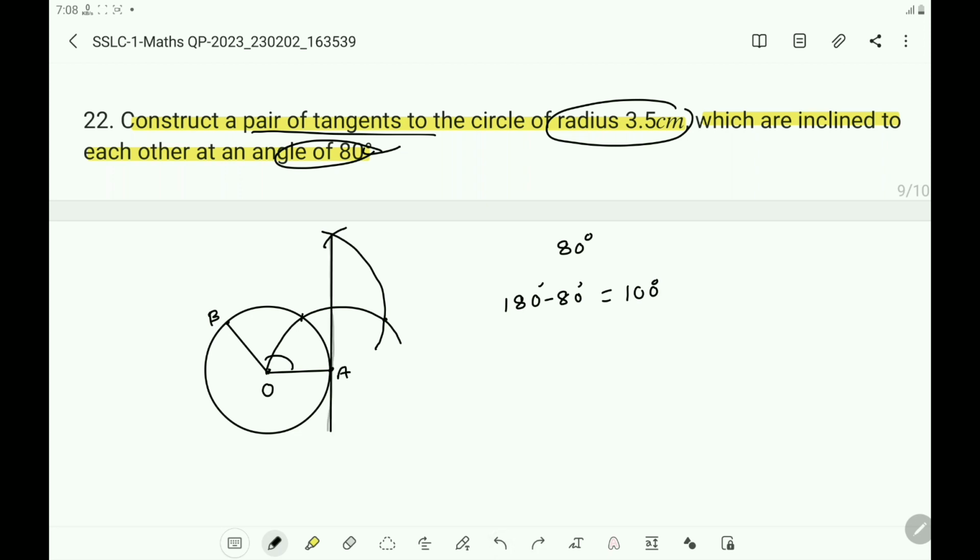the point of contact of one radius. Next, again you follow the same method. Here also with B as a center, draw a curve with OB.